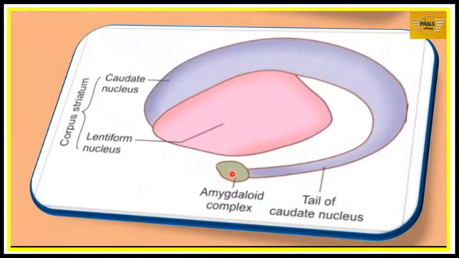Here is also the amygdala, and then continuing posteriorly here is the tail of the caudate nucleus. It will also run as its major efferent, which is the stria terminalis.